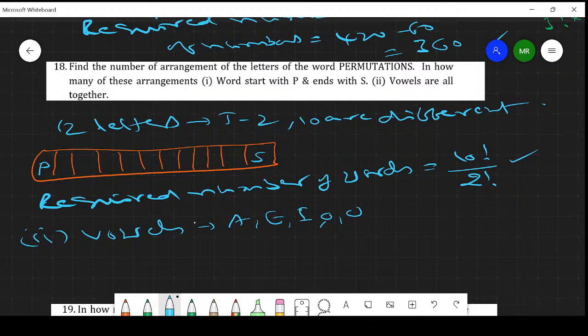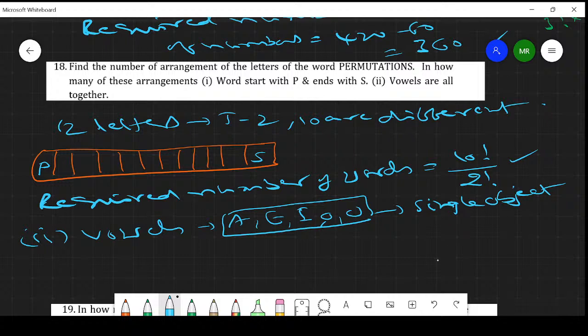So what I will do now, I consider the vowels a single object. They are asking that the vowels all occur together. Vowels are all together, so keep them in one box. This is considered a single object. Why a single object? Because they are asking together. Take a single object, all vowels kept in one box.